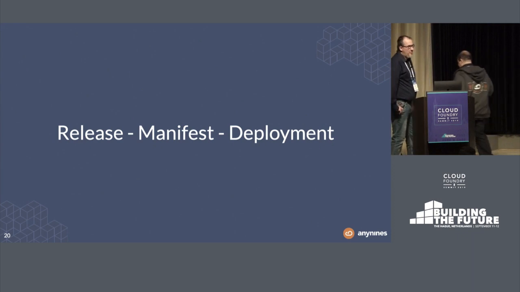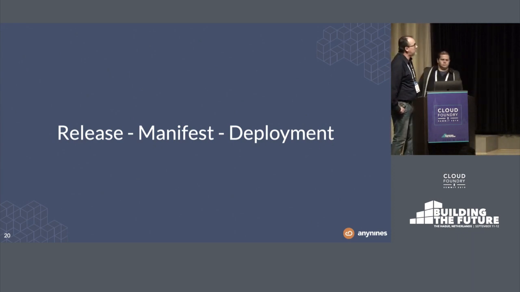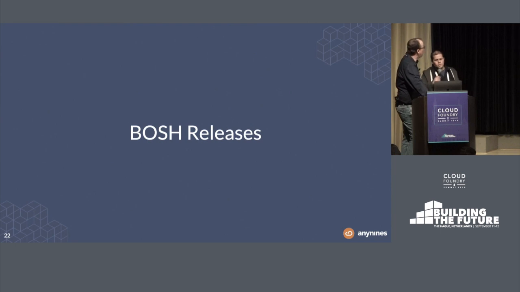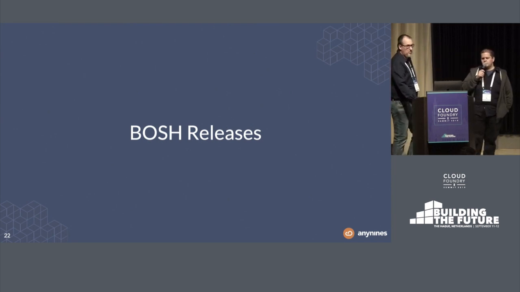The BOSH Lifecycle Management is articulated around three main concepts: the release, the manifest, and the deployment. The stem cell as a minimum operating system in combination with the releases defined in the manifests results in a deployment. Okay, now let's have a look at these three main concepts, the release, the manifest, and the deployment in detail.